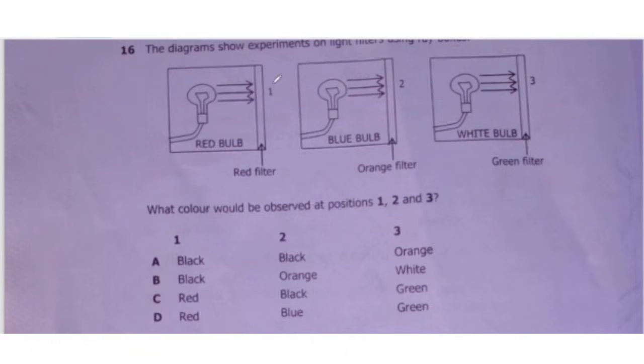Okay, so we have position 1, position 2, and position 3. What color are you going to see that will come out through the filters? Okay, so let's come to the answers. So we have a blue bulb and a red filter, and a red bulb and a red filter. So what color will come out of this?